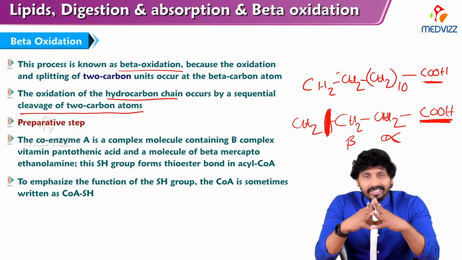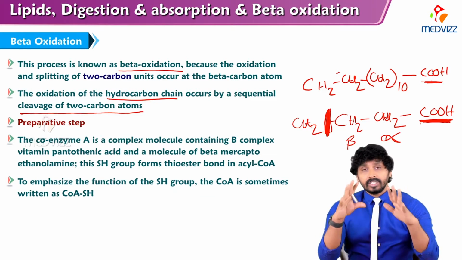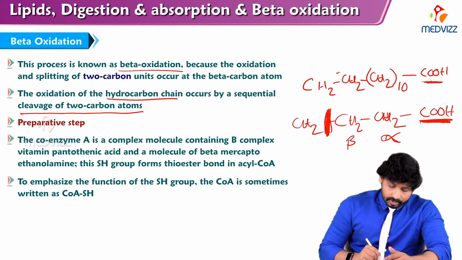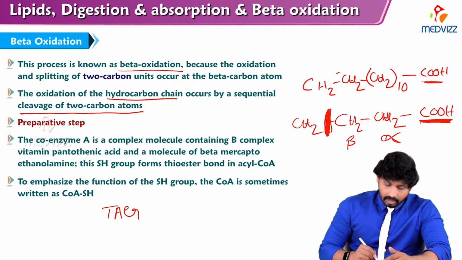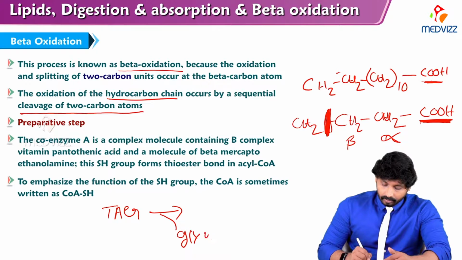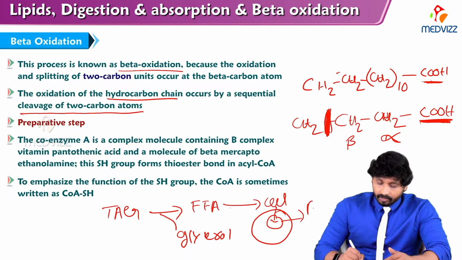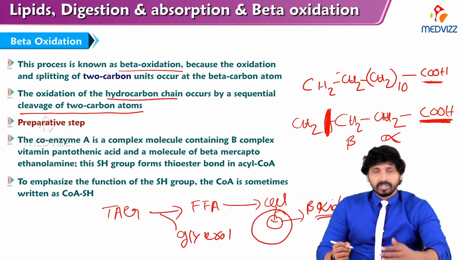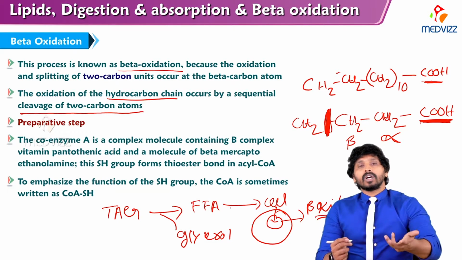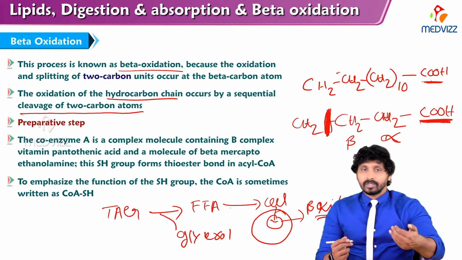In general, when we are in need of energy, adipocytes have triacylglycerols, and these triacylglycerols are split into glycerol and free fatty acids. These free fatty acids enter into the cell, and in the mitochondria beta oxidation takes place. Beta oxidation is nothing but the sequential removal of 2 carbons at a time at the beta carbon. That's why it is known as beta oxidation.